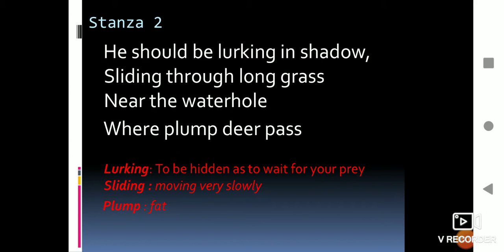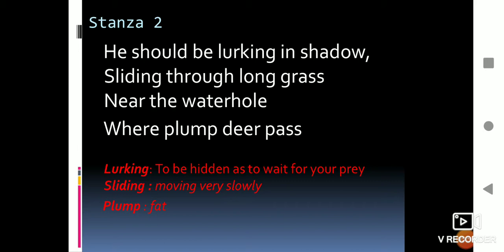Now, generally, if you see on television and in movies, these bigger animals, fierce wild animals, are waiting for their prey. So what they are doing, they are hiding behind some bushes and they wait. Generally they hide near some water bodies, because they know that small animals are going to come to these water bodies to drink water, and there they just go and seize these smaller animals. So he should be lurking in shadow.